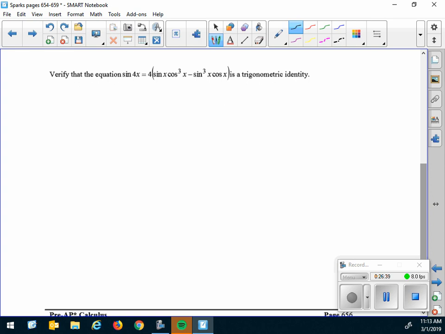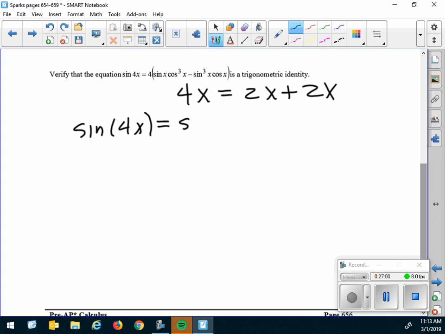You got the right idea. Here's what we're going to do. We're going to write 4x as... does that make sense? Now I want to show you something. So the sine of 4x could be the sine of 2x, and let me write it better. The sine of 2x plus 2x.